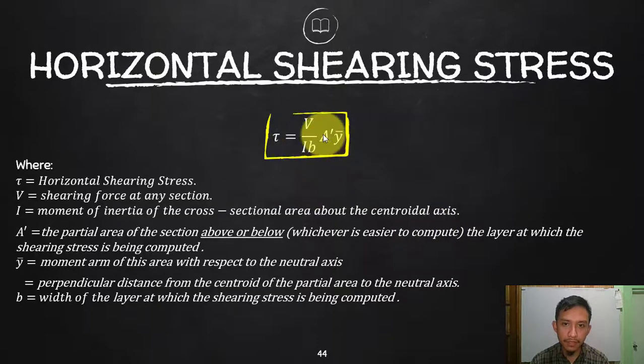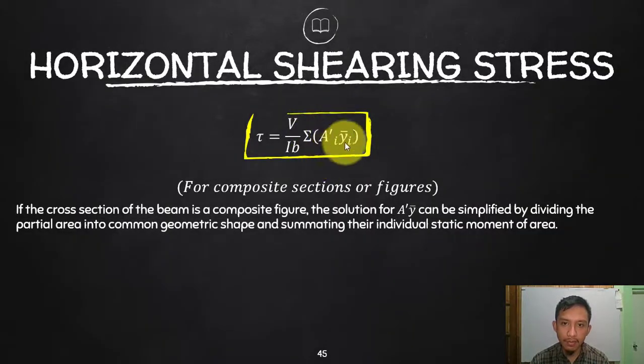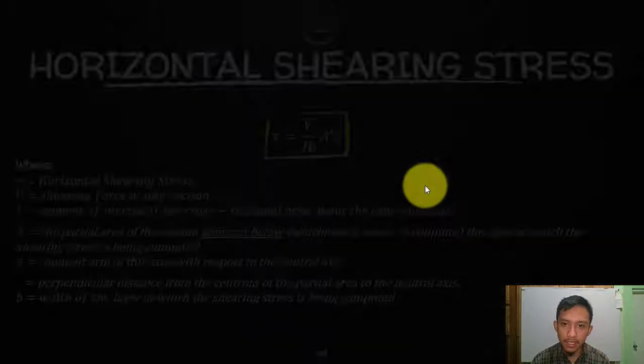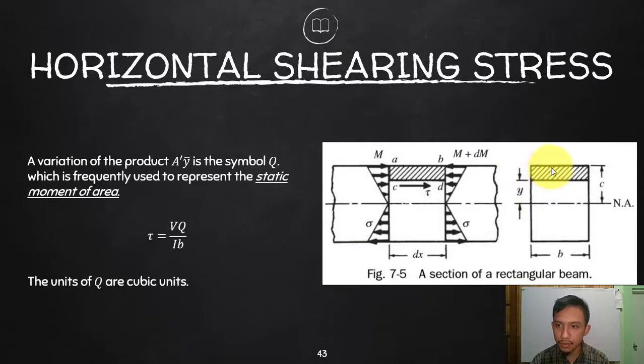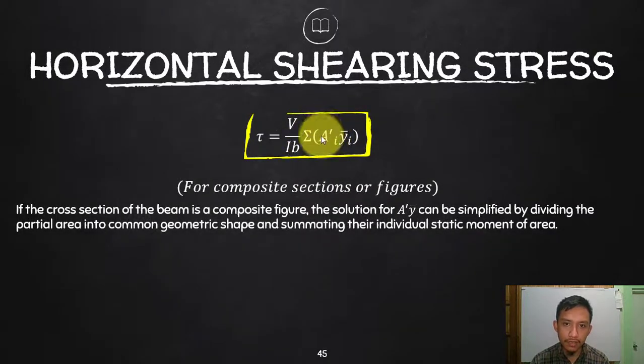Your A prime y bar will be changed to the summation of A prime y bar of each of the areas. Let's say this is an I, you need to break this down into areas. Then you can change that to a summation. All you need to do is sum the product of each subdivided area A prime and its y bar, and that is your Q, the Q of our formula.